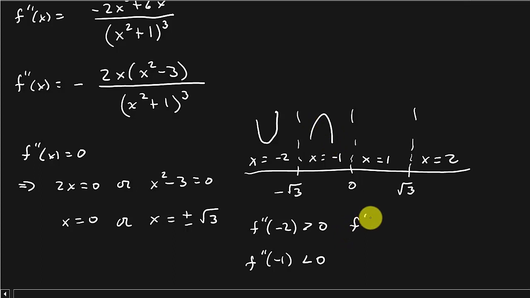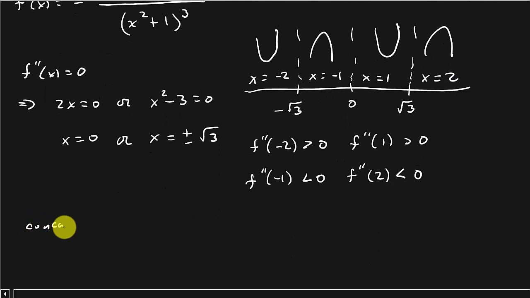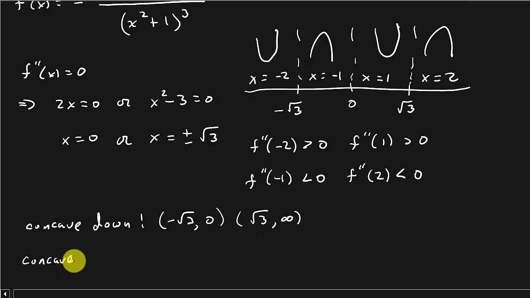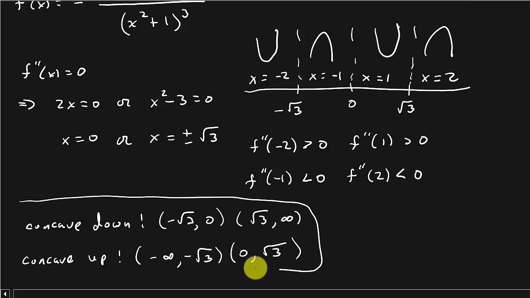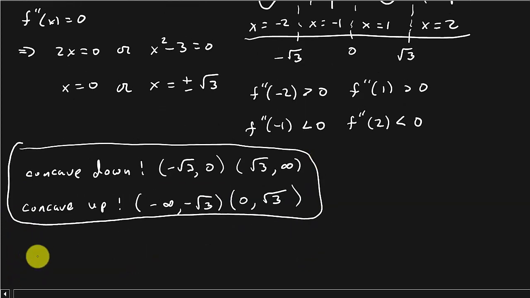That's concave down. And then I'm going to plug in the positive 1. That's going to be greater than 0, so that's concave up. And then I'm going to plug in the positive 2. That is less than 0, so that's concave down. So I have concave down from negative square root of 3 to 0 and square root of 3 to infinity. And then I have concave up from negative infinity to negative square root of 3 and 0 to square root of 3. So there's the concavity. And so then I have inflection points.